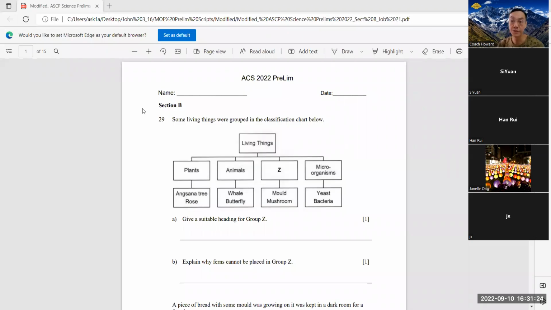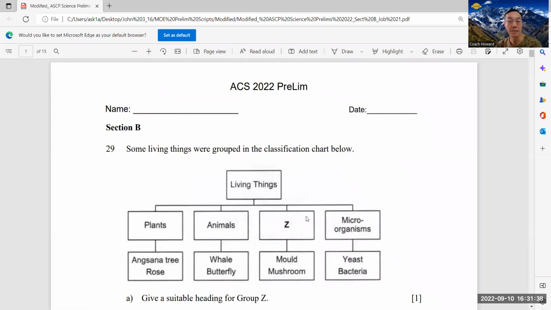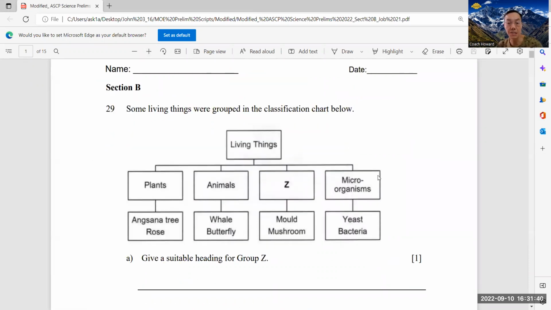Okay, good afternoon. Today is the 10th of September 2022, and today we'll be discussing this ACS 2022 prelim paper, section B. So as you know, this is a classification chart.